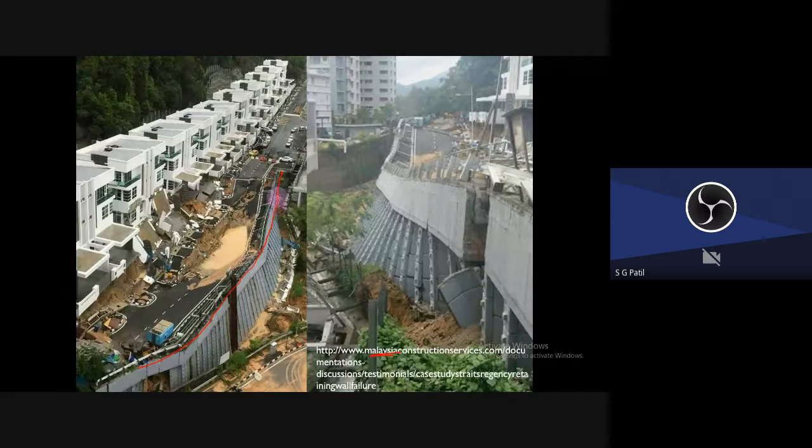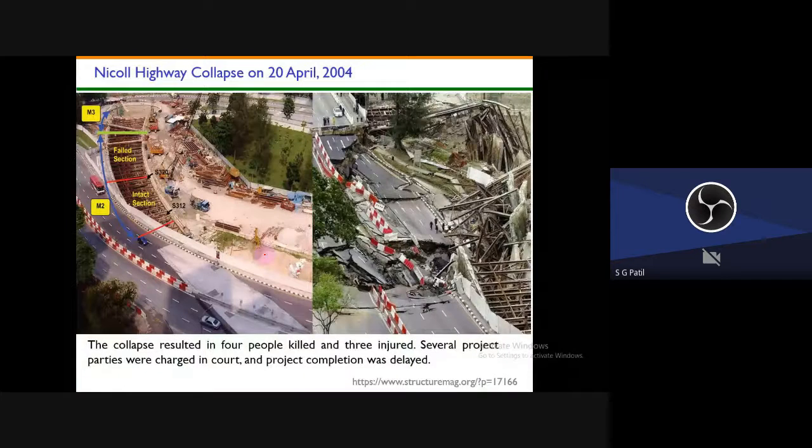So to effectively design these retaining walls, first and foremost, we should know the earth pressures. This is one example from Malaysia of a failure of retaining walls. This is another example from Singapore.